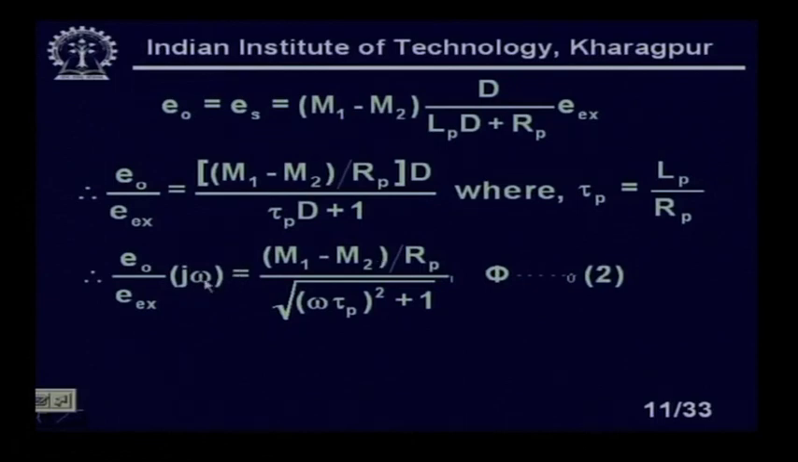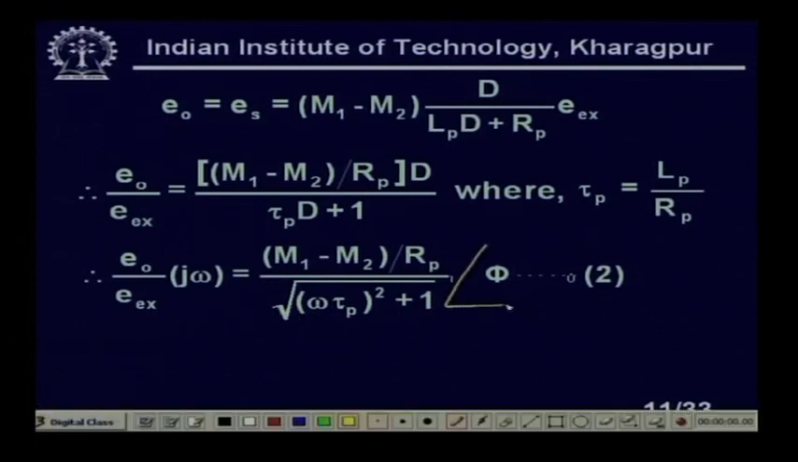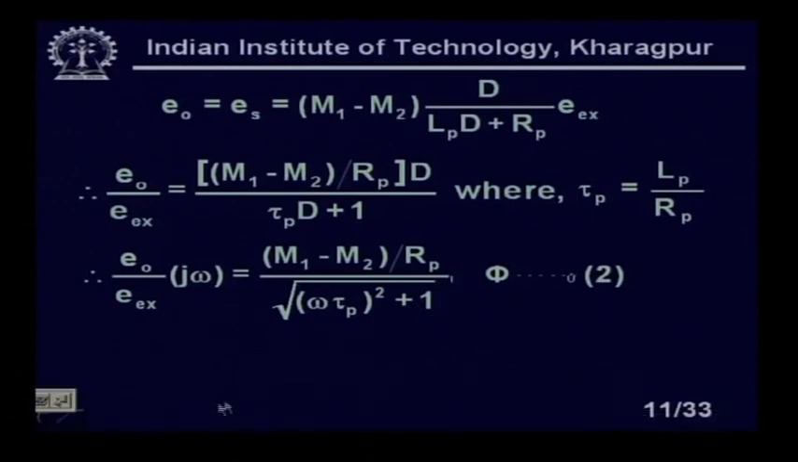If I write it in the frequency domain, it will be like this: (M1 minus M2) over Rp times the square root of (omega tau p squared plus 1), with an angle phi. So, the angle will look like this. This is the magnitude part and this is the phase part. So, what is the phase? Let us look at it. The phase equals pi by 2 minus tan inverse omega tau p. So, the phase also depends on the frequency. Tau p is a constant, and in fact, I can keep omega tau p constant because tau p does not depend on the position of the core.